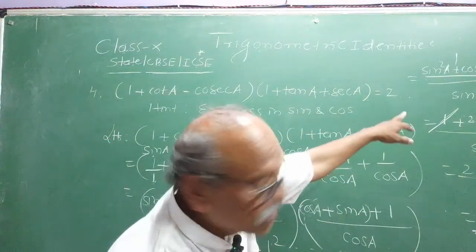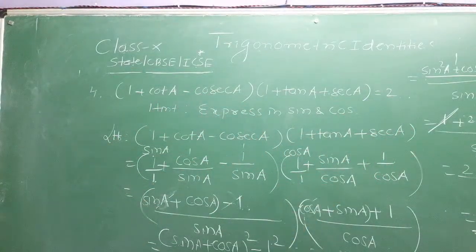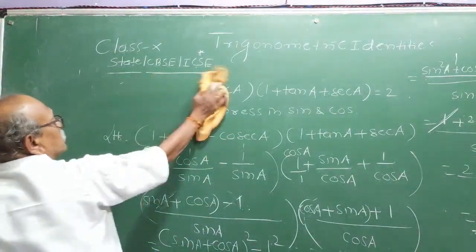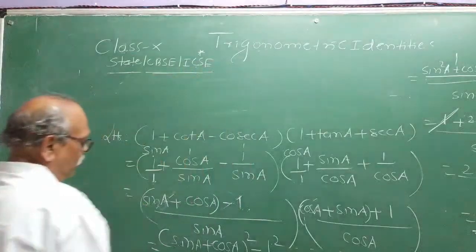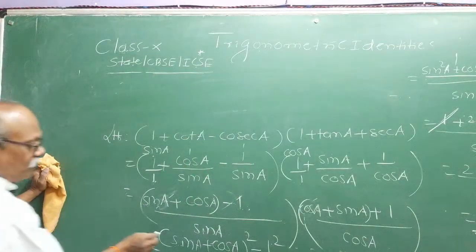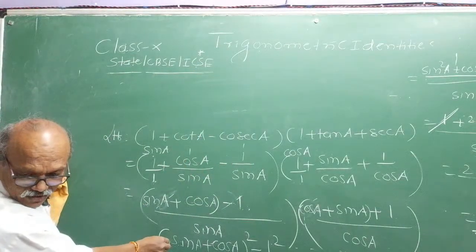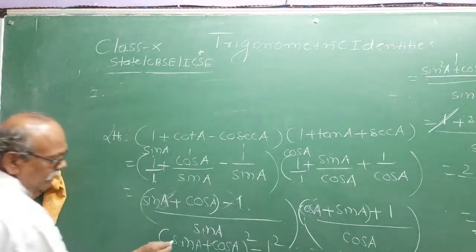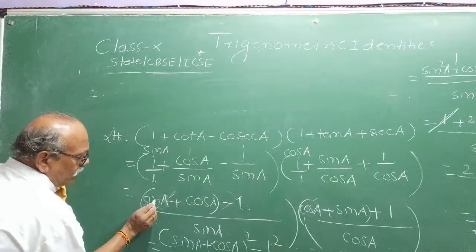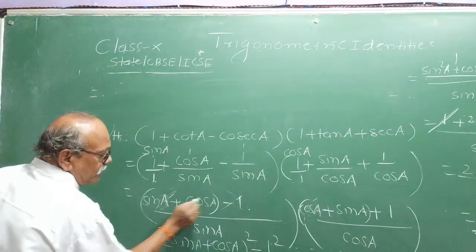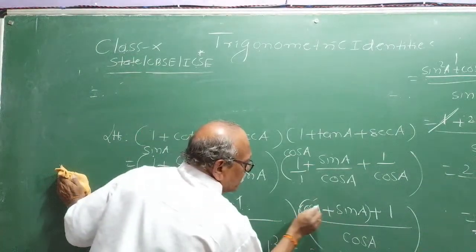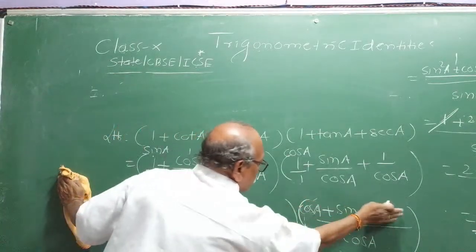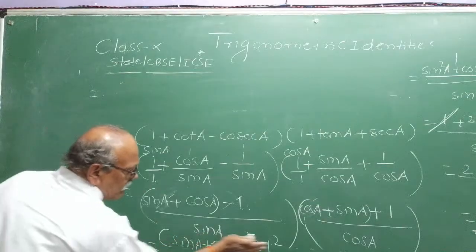This step I will write now. From this step it is not visible to you. Okay, I will write after this step here. You just observe. From up to this step, is it visible to you? Okay. After this step, I will write here. You just observe. Have you understood? Sin A plus cos A minus 1, sin A plus cos A plus 1. It is A minus B, A plus B. Is it not A square minus B square?